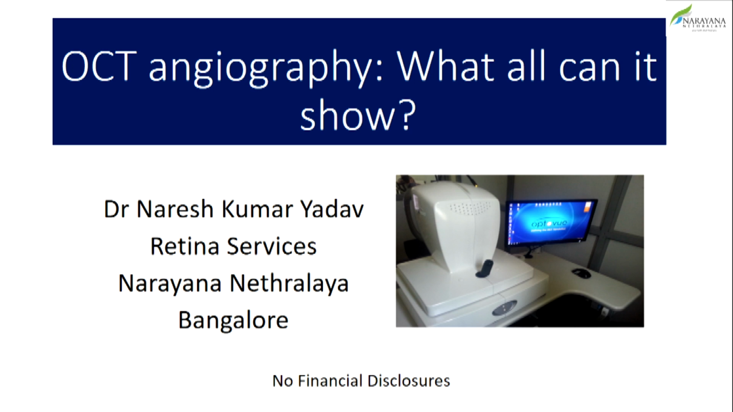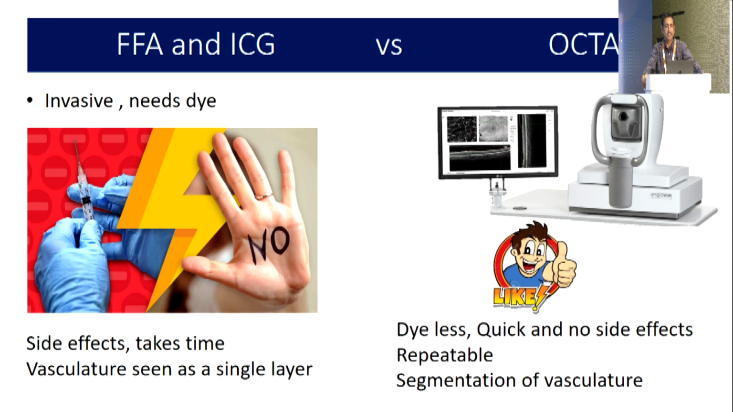I'll be speaking on OCT angiography, what all it can show. So basically we know that FFA and ICG are the gold standard to visualize and study the retinal and choroidal vasculature, but they have some side effects, and OCTA is the newest tool which gives us equally good information, and it is dyeless, it is quick, has no side effects, and it's repeatable. So basically at each and every visit you can do OCTA. And the other advantage is it gives a 3D view, it segments the vasculature, so you can study the individual vasculature in detail.